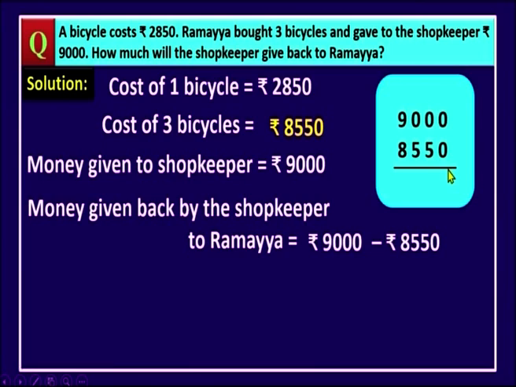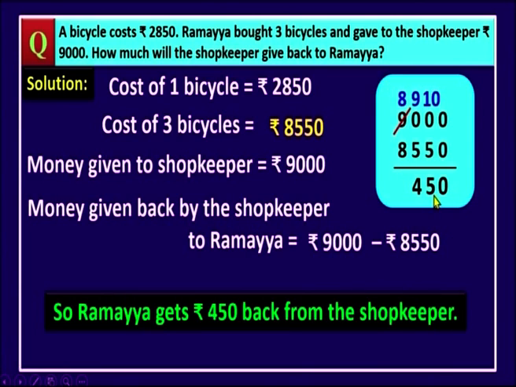So 9,000 minus 8,850. 0 minus 0, 0. Now from 0 I cannot take 5, so I have to borrow 1 from this. So here also it is 0, we will borrow from 9. So when I borrow 1 from 9, here only 8 will be left and this will become 10. Now from 10 I will borrow 1, so it becomes 9 and this place becomes 10. So 10 minus 5 is 5, 9 minus 5 is 4, 8 minus 8, 0. So we don't write it. So how much do you get, children? Yes, we get only 450. Okay. That means I can say that Ramaya gets 450 rupees back from the shopkeeper.